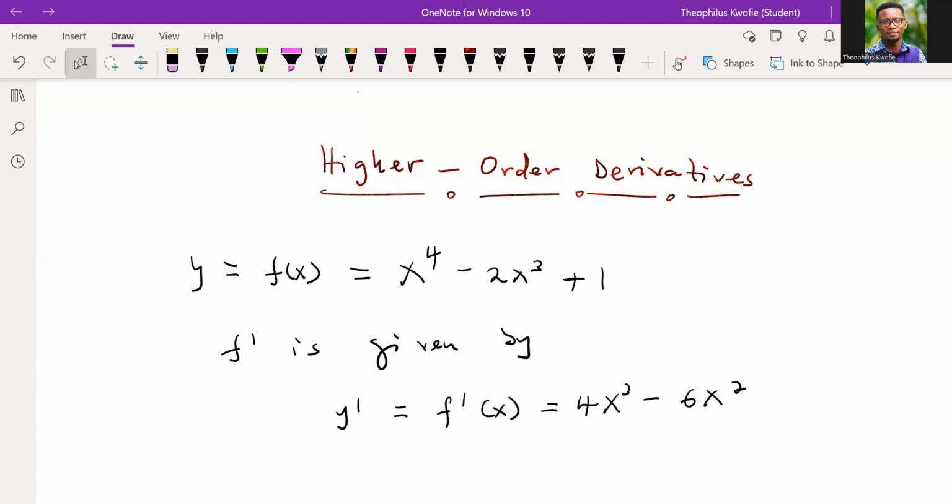And we also said that it can also be regarded as the rate at which f prime of x is changing. Let me say that again. It is the rate at which f prime of x is changing. So let's take note. I believe that understanding this would enable you to appreciate all that we'll be tackling today.